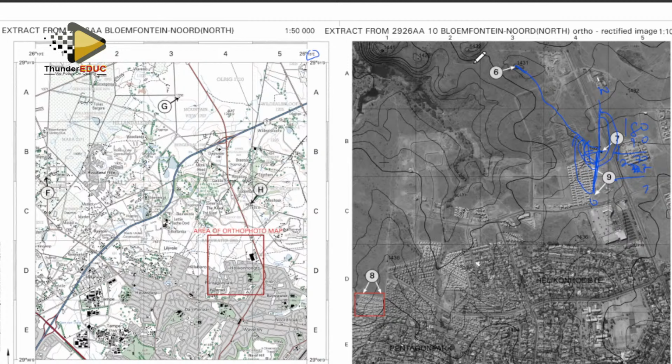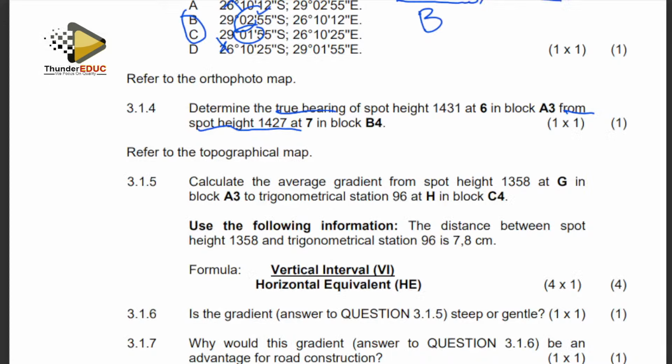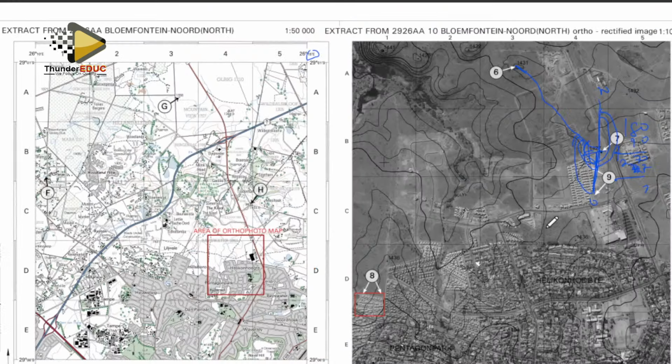So all I want you to know is which one is the starting point. In this question, they say from the spot height at 7. So that means 7 is the starting point. So you start from 7, going where? Going this way. So at 7 is where you draw your true north.